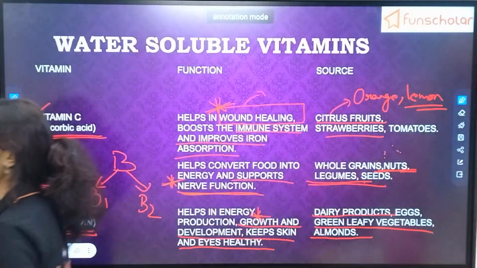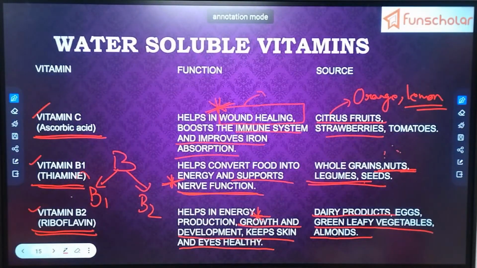Please do take a screenshot of this page. Okay. Wound healing vitamin, vitamin C. Helps in nervous support, vitamin B1. And helps in growth and development of skin and eyes, that is nothing but vitamin B2 or riboflavin.